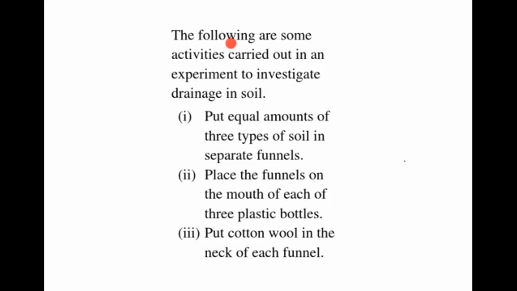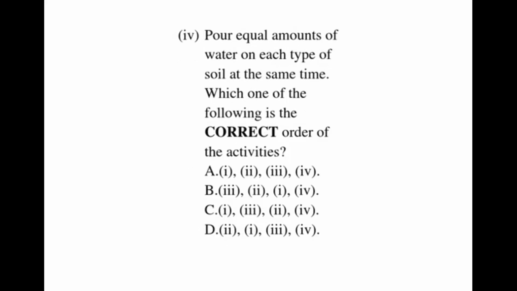The following are some activities carried out in an experiment to investigate drainage in soil. Equal amounts of 3 types of soil in separate funnels. Place funnels on the mouth of each of the 3 plastic bottles. Put cotton wool in each neck of each funnel. Pour equal amounts of water on each type of soil at the same time. Which one of the following is the correct order of the activities?